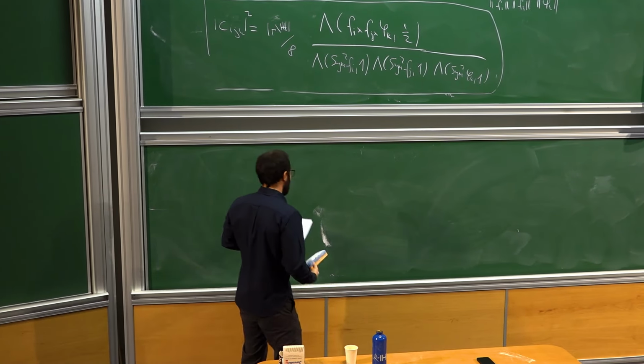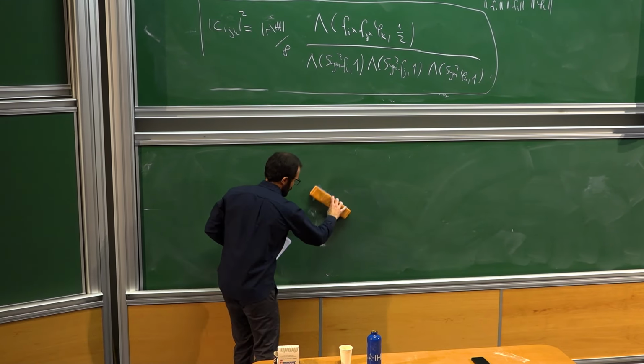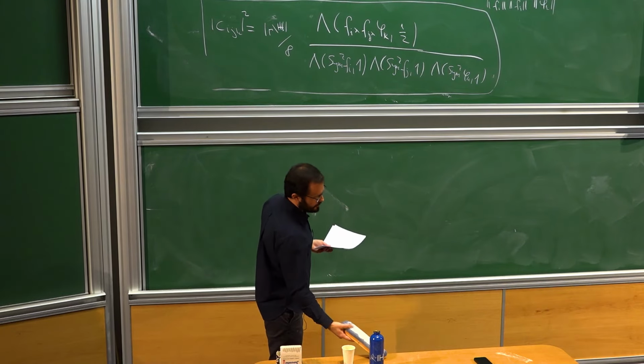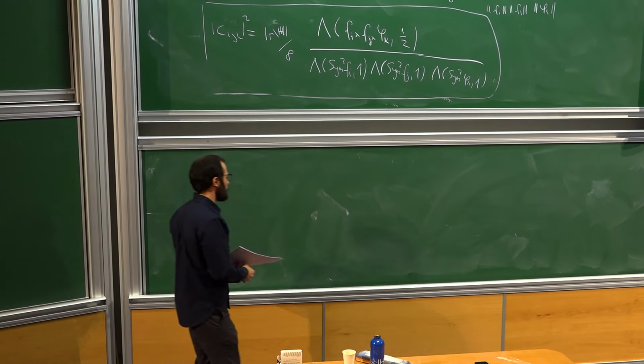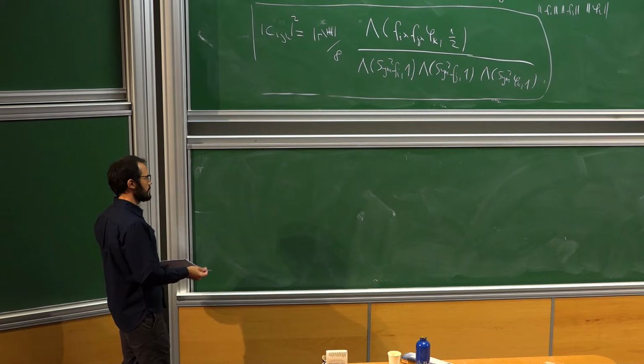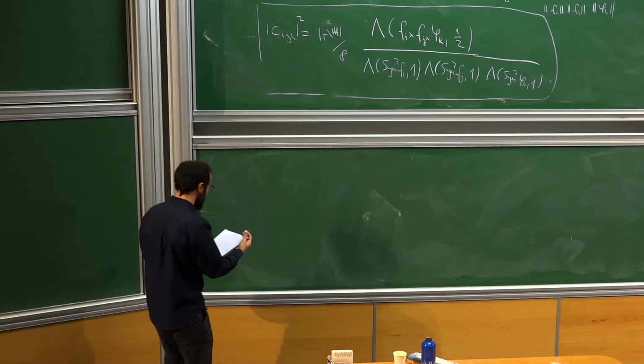So somehow the bound on C_ijk that we proved is more general because it doesn't rely on arithmeticity. But in the arithmetic case, it says something about L functions. So what does it say?